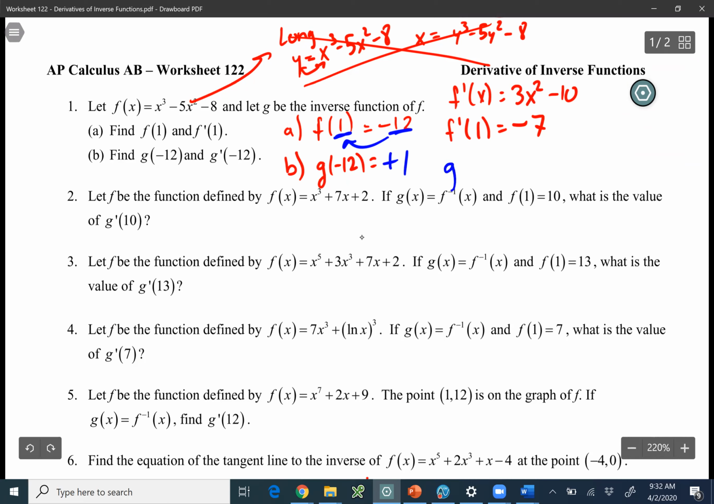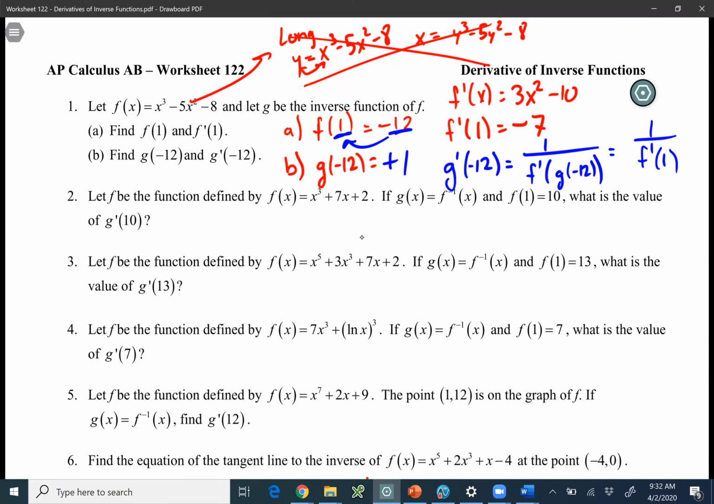And so now for g prime of negative 12, the formula becomes 1 over f prime of g of negative 12. And we said that g of negative 12 was just 1. So this becomes 1 over f prime of 1, which we solved for and was negative 7. So our answer would be negative 1 over 7.